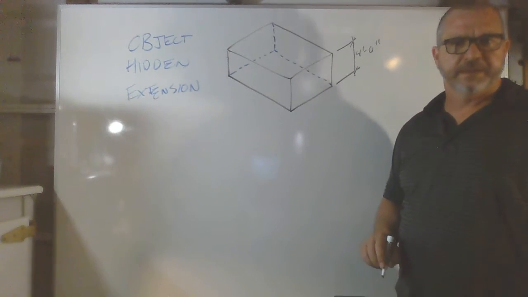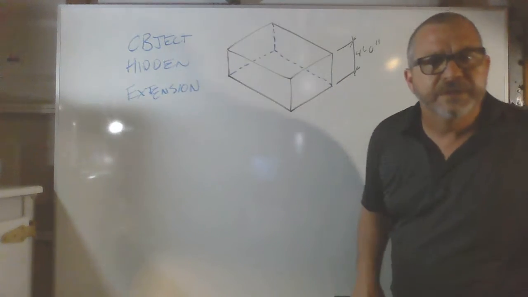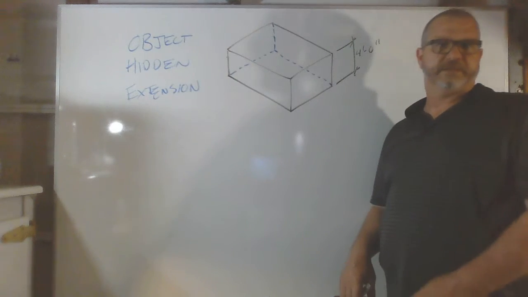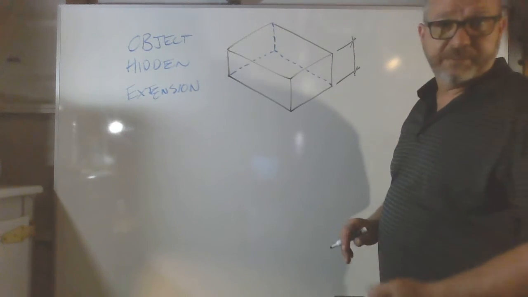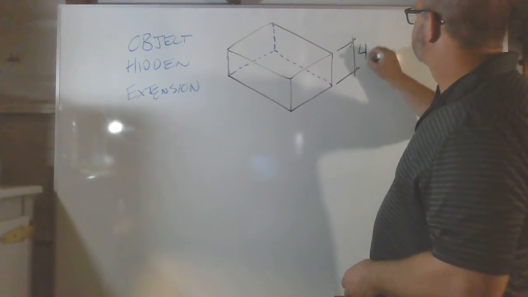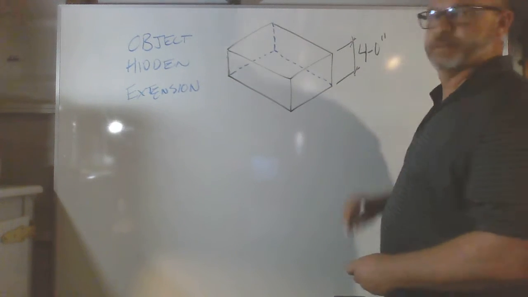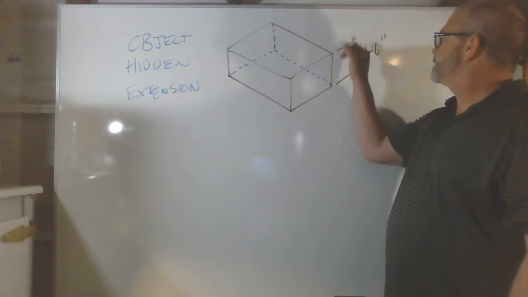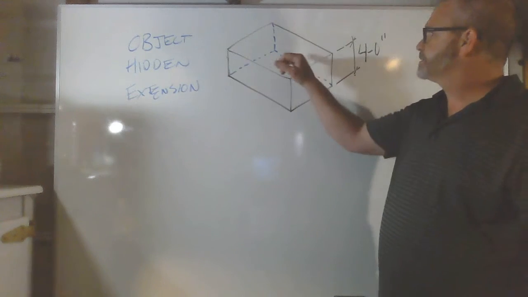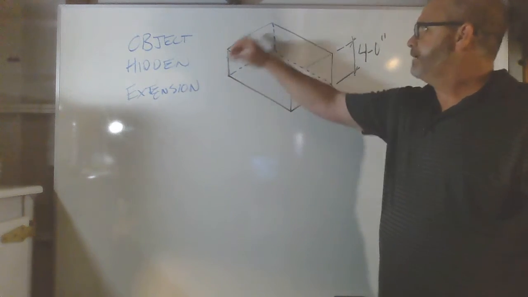Okay? So, can you even see that? I'm going to have to learn to write bigger, huh? There, 4 feet. So, this is the dimension line. These are the extension lines. This is the hidden line. This is the object line.